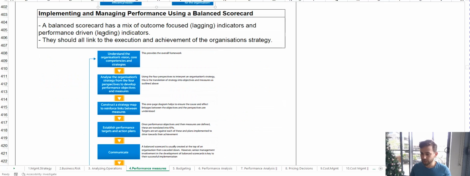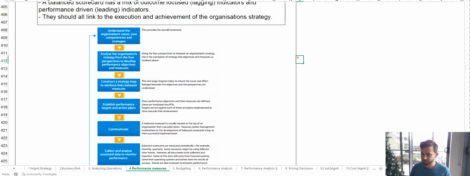So, implementing and managing performance using a balanced scorecard. Because the balanced scorecard has a mix of outcomes, you've got those different categories. And you've also got your lagging and your performance-driven, or your leading and your lagging indicators, so looking at your future, current, and past ones as well. And of course, they should all link to the strategy.